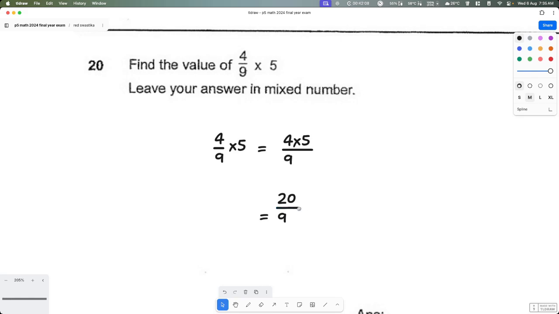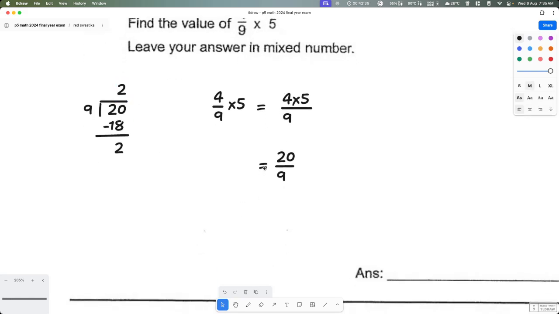So what is 20 divided by 9? We can do the calculation 20 divided by 9. So 20, I think we can minus 18, and this will give us the remainder 2. And this will also give us the answer 2.